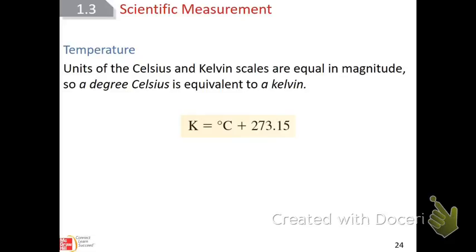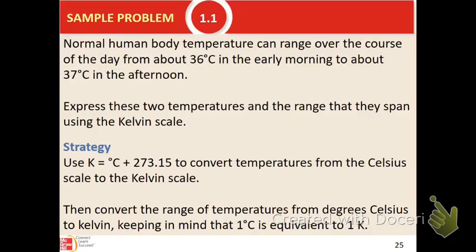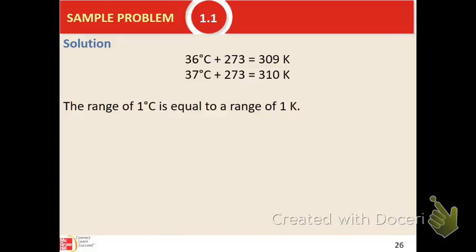Now, here's your practice problem to work. Normal human body temperature can range from 36 degrees Celsius to 37 in the afternoon. Express these 2 temperatures in Kelvin. So you're going to take 36 degrees Celsius and add 273.15, and then do the same thing. 36 plus 273.15 would be 309.15, and 37 plus 273.15 would be 310.15. And it said to round it to a whole number, which they've done.